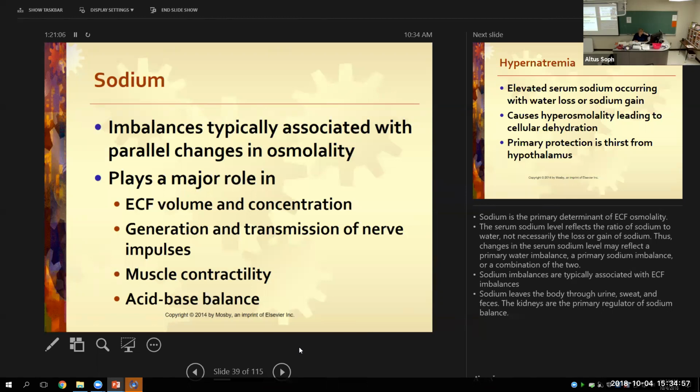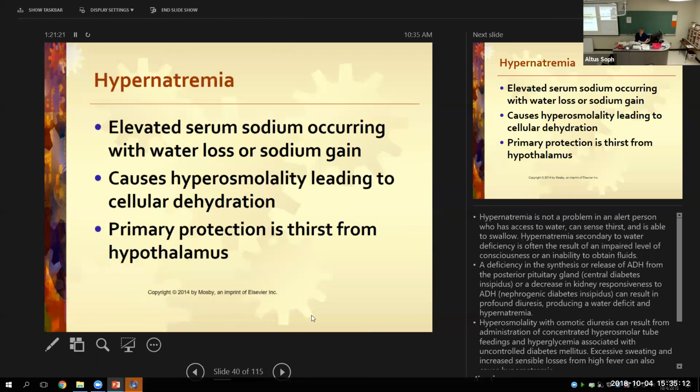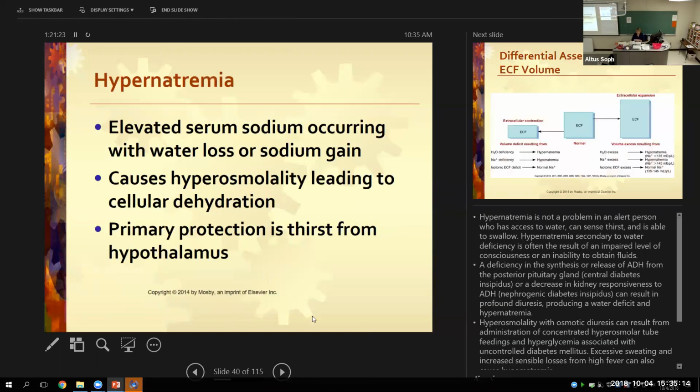Sodium balance is very important. It plays a role in extracellular volume and concentration. It's important for the generation and transmission of nerve impulses, important for muscle contractility and acid-base balance. So it is very important that we have a good balance of sodium. When we have too much, it's called hypernatremia. Hypernatremia would be sodium levels above 145.